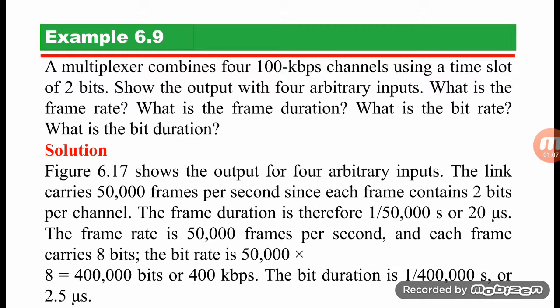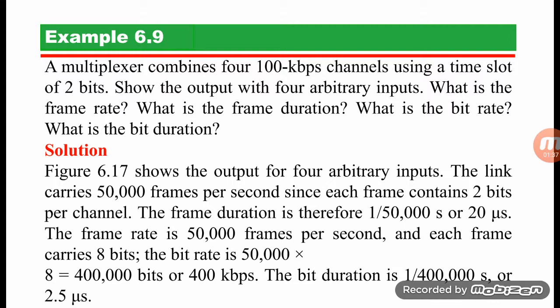Okay. A multiplexer combines 400 kbps channels using a time slot of 2 bits. Now it's different. In the previous one, you were using 1 bit at a time. By 2 bits, what does it mean? He's taking 2 bits from each user, right? So this is a little different. Show the output with 4 arbitrary inputs. Now let's first look at the diagram, how it looks when you do that. Then we'll come back to the problem.